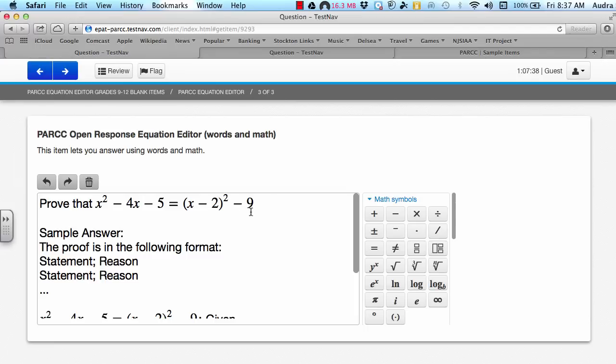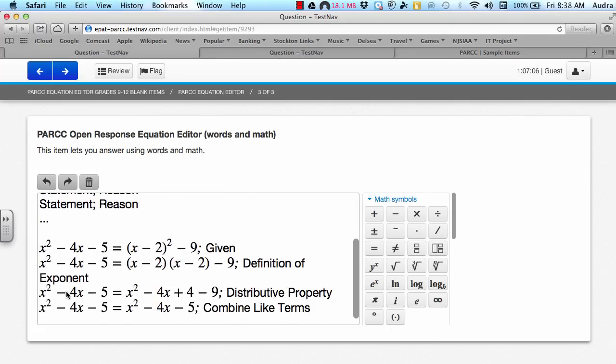Before you begin to do the proof, explain to your grader the format that you are going to use. Since I prefer to use that two-column format, I said the proof is in the following format: statement, then a semicolon, then the reason afterwards. Statement, semicolon, reason, dot, dot, dot. That way it explains to the grader how exactly you are explaining your thoughts for this problem.